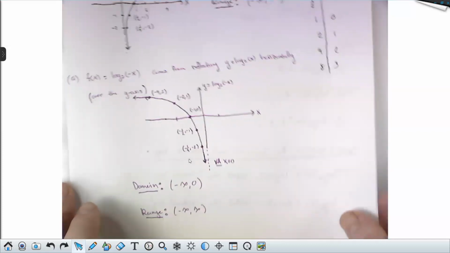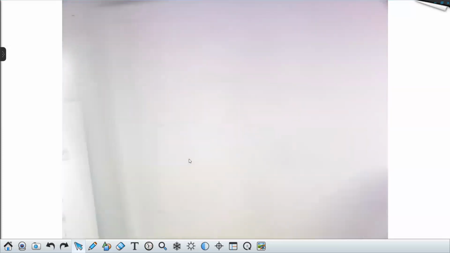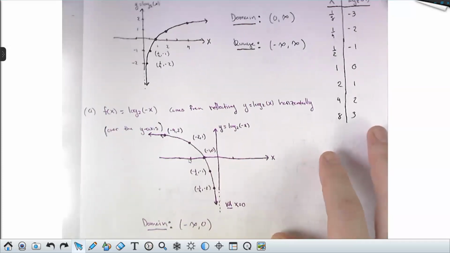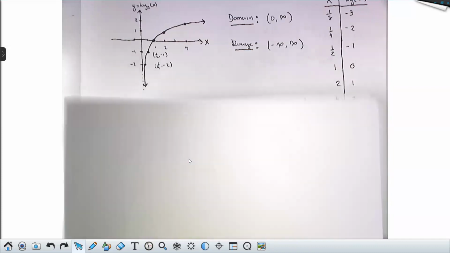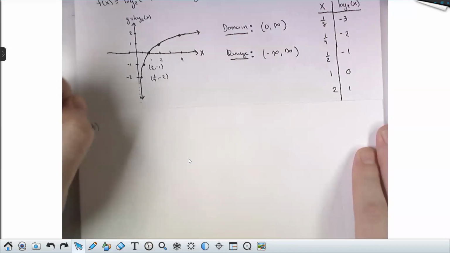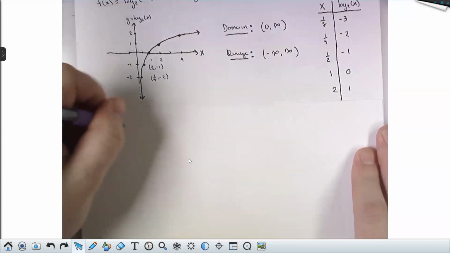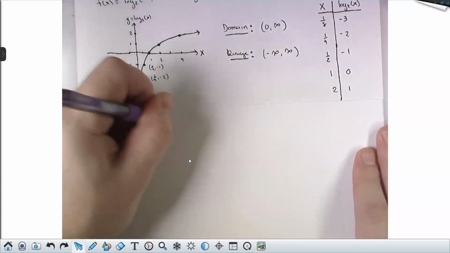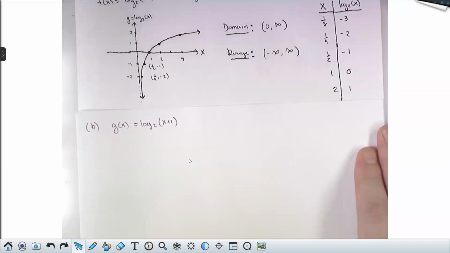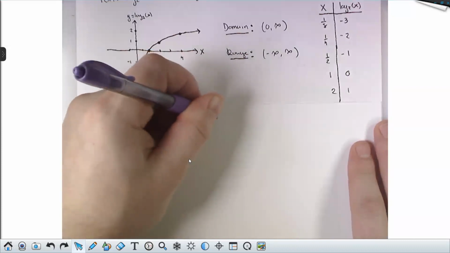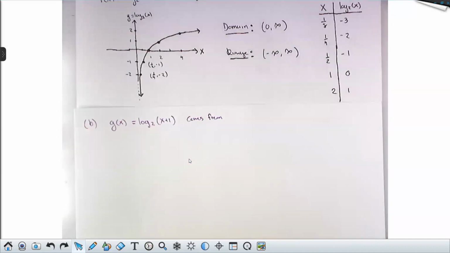Okay, let's try the other one. I'll keep this black graph where we can see it. And now I want to sketch g of x, which is the base 2 log of x plus 1. What's the transformation here? This comes from doing what to the original function?